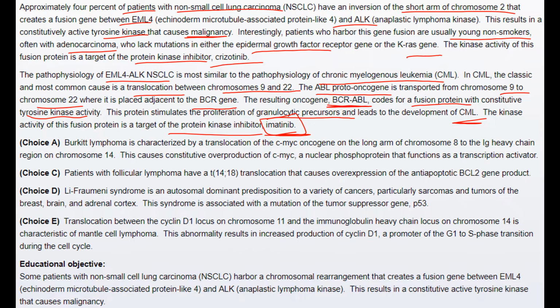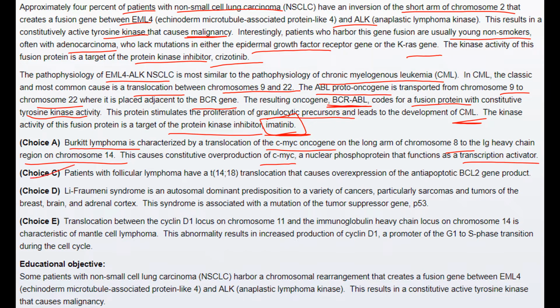Now, the other options were incorrect. In choice A, Burkitt lymphoma is characterized by translocation of the c-Myc oncogene onto the long arm of chromosome 8 to the Ig heavy chain region on chromosome 14. This causes constitutive overproduction of c-Myc, a nuclear phosphoprotein that functions as a transcription activator.